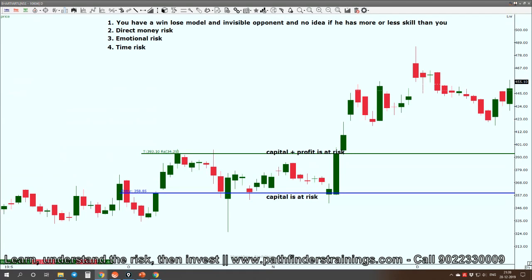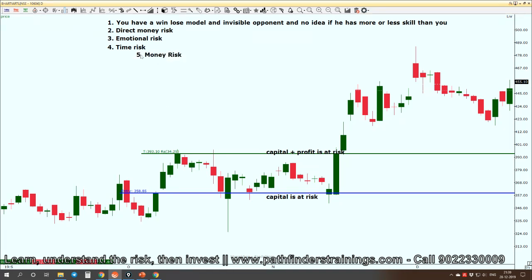So now, what is the fourth risk? It is the time risk that you have. So you have a skill risk, you have a time risk. And what is the fifth risk you have? The fifth risk you have is money risk. Because most of the money you will bring would not be from what you have earned from the stock market. Where will you get most of your money that you will bring to the stock market, guys? It'll be from your salary. It will be from your savings, from your FDs, hard-earned money.